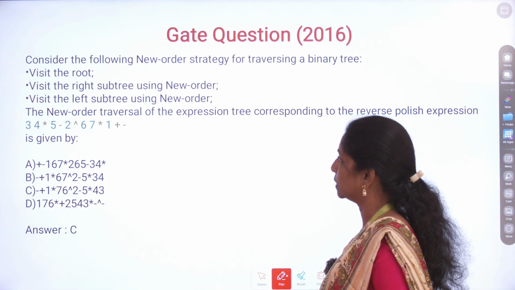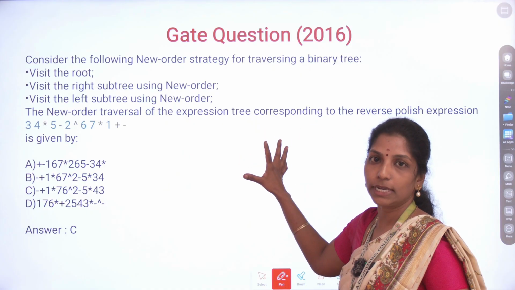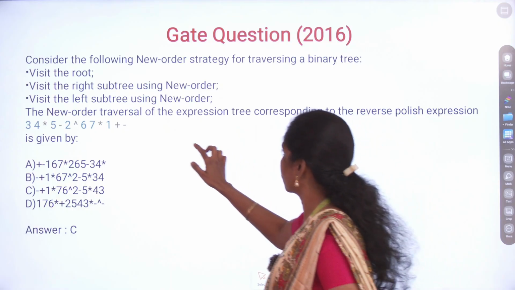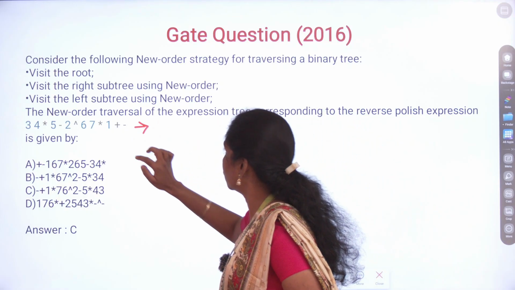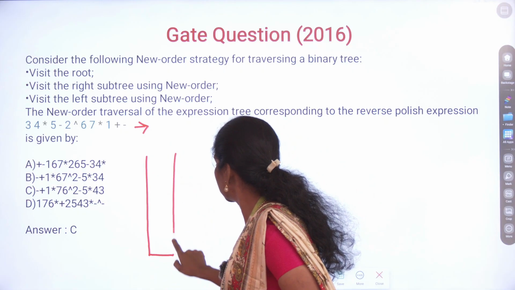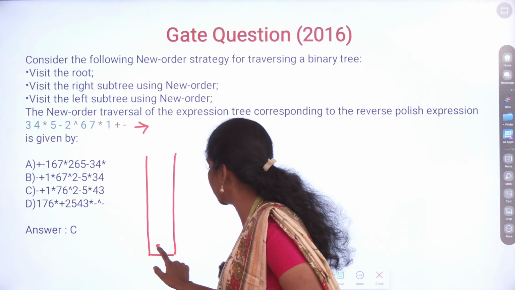So let us see. First let us form a tree, and then we will be able to traverse it in this order. So this is the question. First we are going to use this stack and we are going to draw the tree. First we are going to push 3 here.